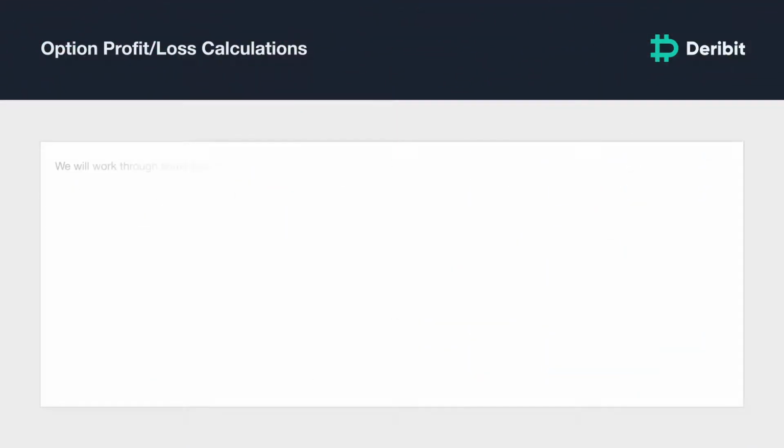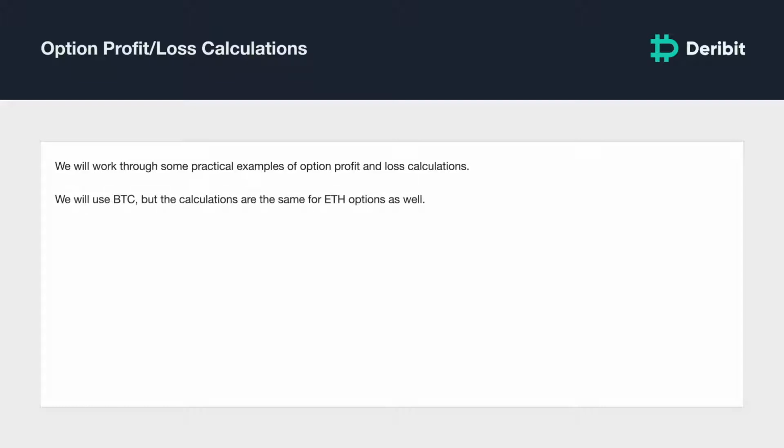In this lesson we'll be working through some practical examples on how to calculate the profit and loss of various option positions on Deribit. We'll be using Bitcoin in the examples to keep things as simple as possible, but the same calculations hold true for Ethereum options as well. And we will ignore fees to keep the examples as simple as possible. To adjust for fees though, you simply subtract the fees from the final profit and loss figure.